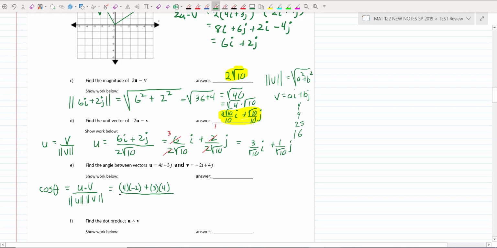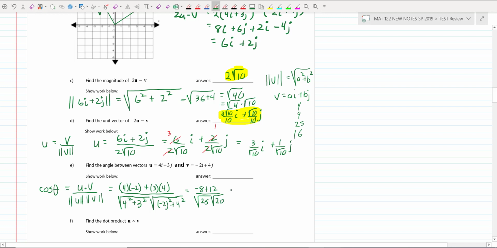Then the magnitudes. To find the magnitude of vector u, you do the square root of a squared plus b squared. You do the magnitude of vector v the same way, negative 2 squared plus 4 squared. Now you've got to get all this worked out. This is going to be negative 8 plus 12. Then this is the square root of 16 plus 9, that's square root of 25. And then this is 16 plus 4, so that's square root of 20.